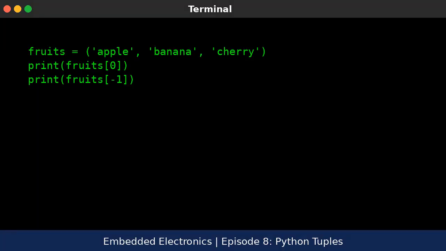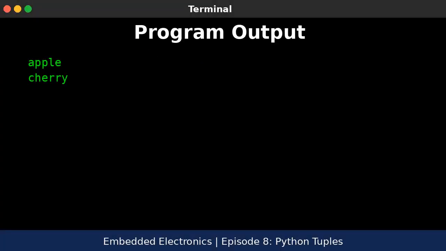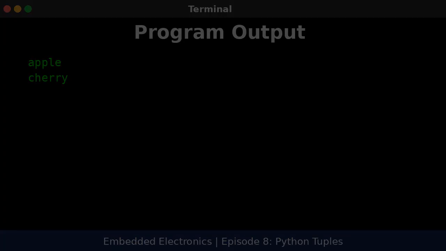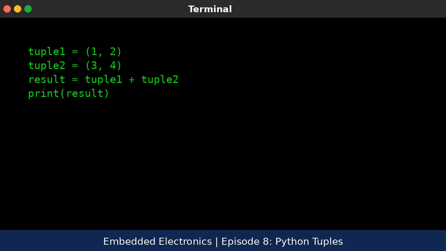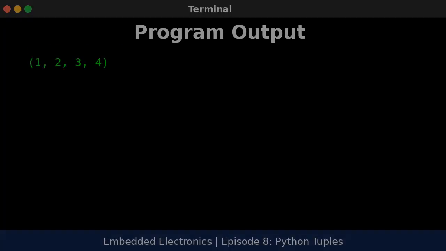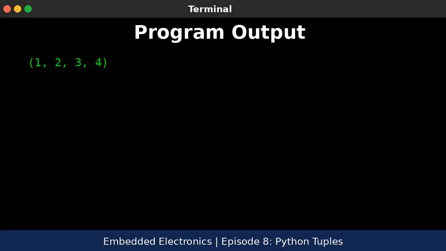Here, we access the first element using index 0 and the last element using -1. The output of example 2, accessing tuple elements, is as follows: apple, cherry. This example concatenates 2 tuples using the plus operator to create a new tuple. The output of example 3, tuple operations, is as follows: 1, 2, 3, 4.